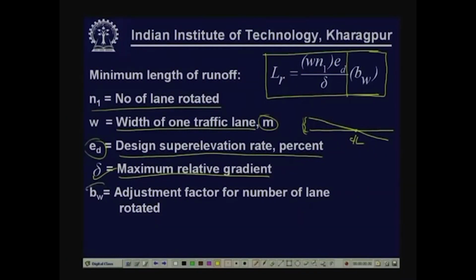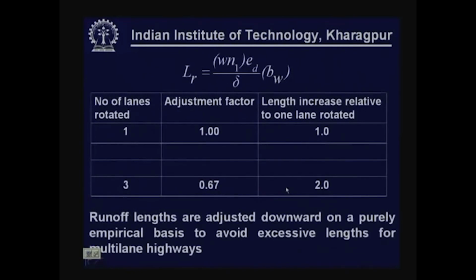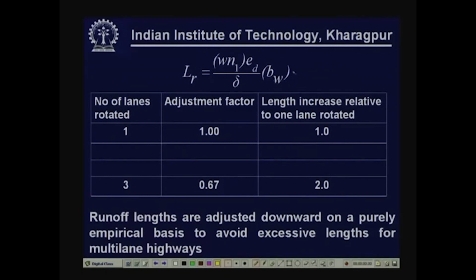Now, from a theoretical point of view, that much length may be desirable, but it may not be practical to consider that much requirement of length. So, therefore, this value B w is used to adjust this length requirement. B w is multiplied, which is known as the adjustment factor for number of lanes rotated. So, therefore, these B w values or this factor is suggested. AASHTO guidelines again indicate the factors for different numbers of lanes rotated starting from 1, 1.5, 2, 2.5, 3, 3.5 like that. Say for 1, the adjustment factor is 1.